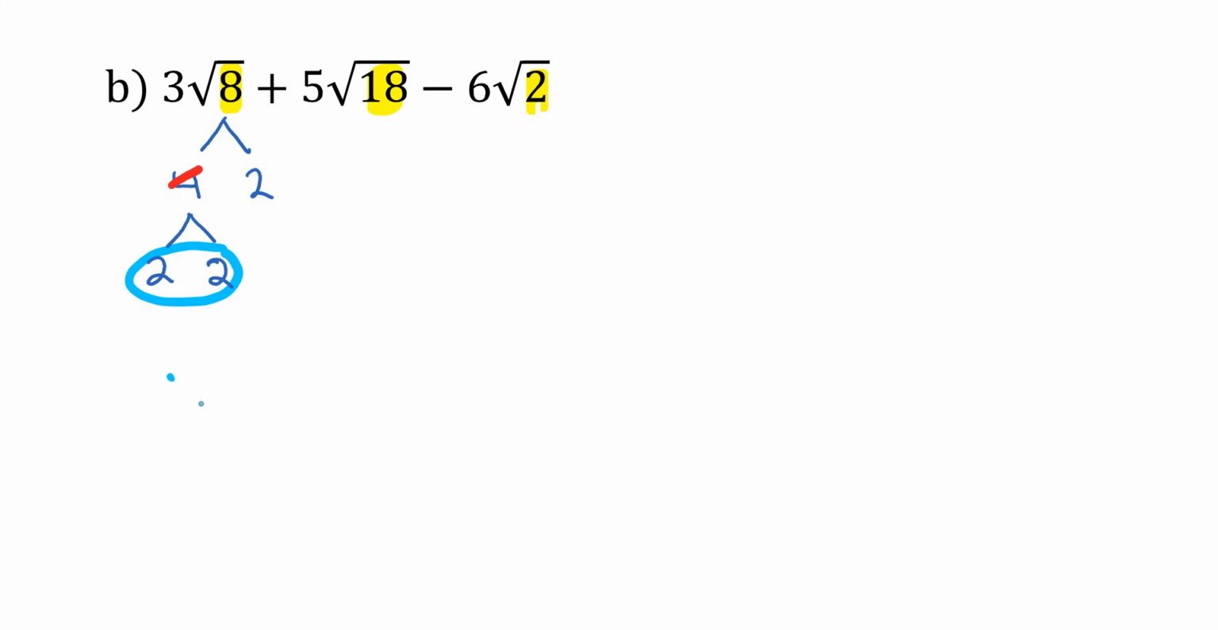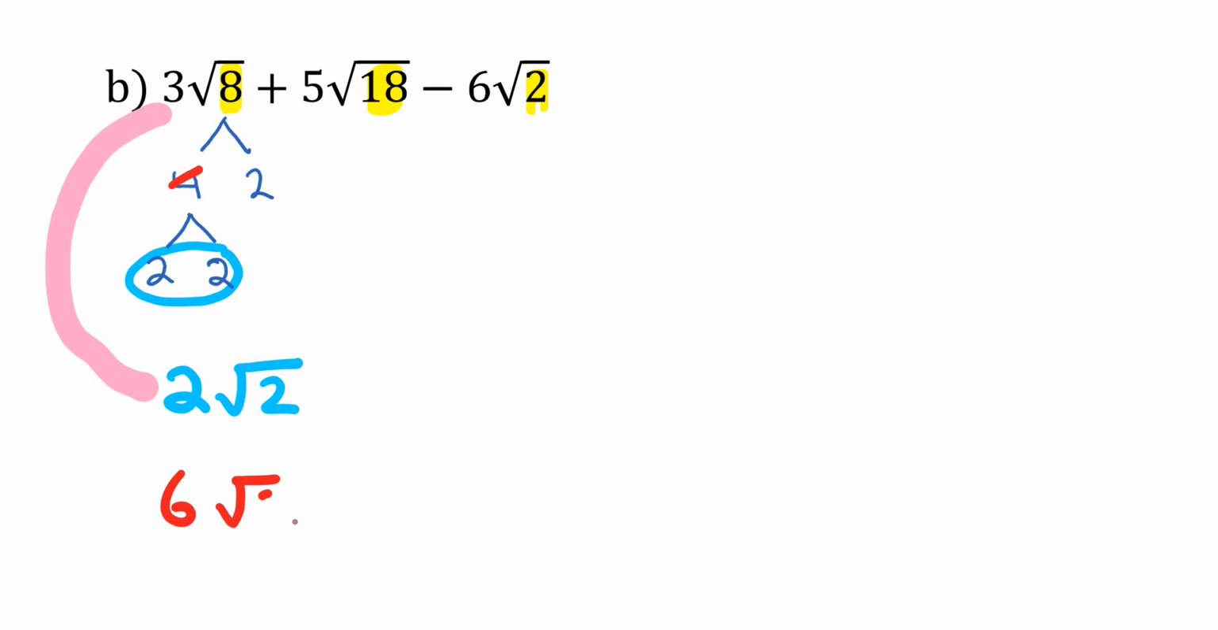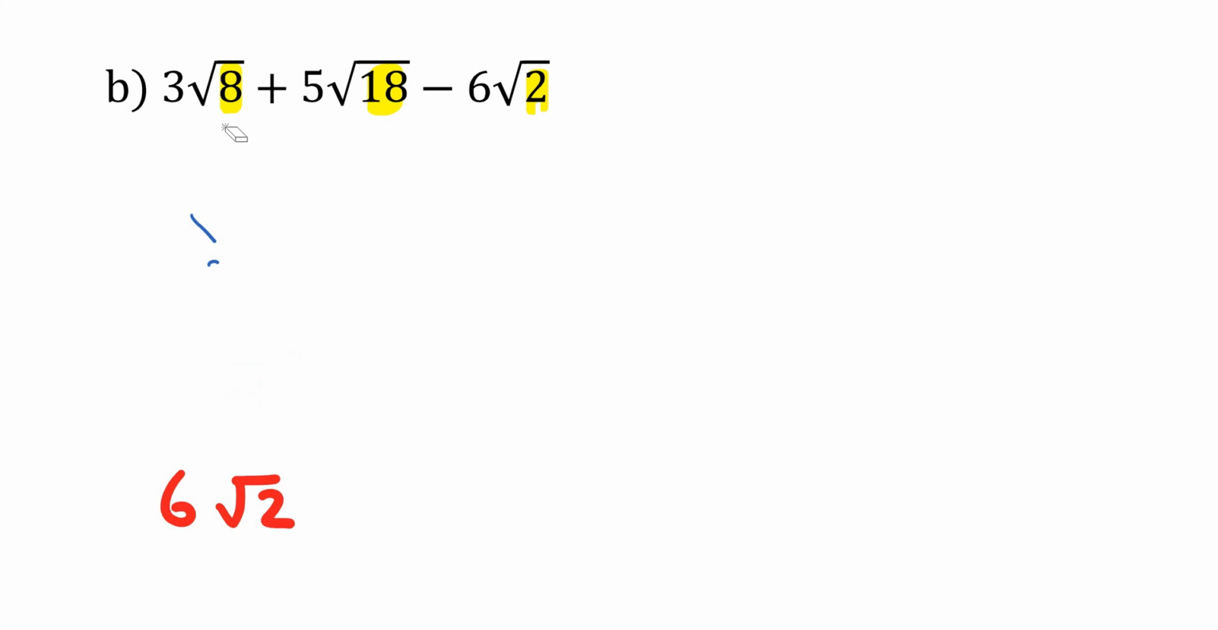There's a pair, so pairs go on the outside, and my non-pairs go on the inside. So I have 2 root 2 for root 8. And then I have a 3 here, so 3 times 2 is going to be 6. So I have a 6 root 2 after I fully simplify. Okay, and just like all my previous problems, I will go back now and erase the tree diagram. And this 3 root 8 is the same thing as 6 root 2 plus.